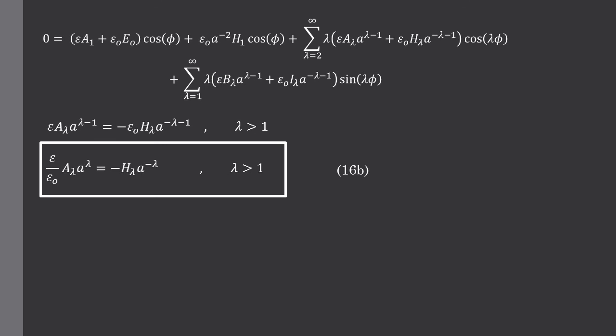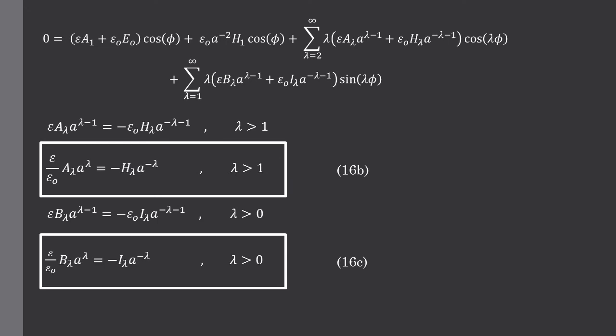We'll call that 16b. And we can go ahead and do basically the same thing for the b sub lambda and h sub lambda. Looking at that term right there, we can say that they have to be opposite. So epsilon b sub lambda little a to the lambda minus 1 equals negative epsilon naught h sub lambda little a to the minus lambda minus 1, and that has to be true for all lambda greater than 0. And again, we can just go ahead and make it look a little bit more like 15c by dividing by epsilon naught and multiplying by little a, and so it gets us 16c.